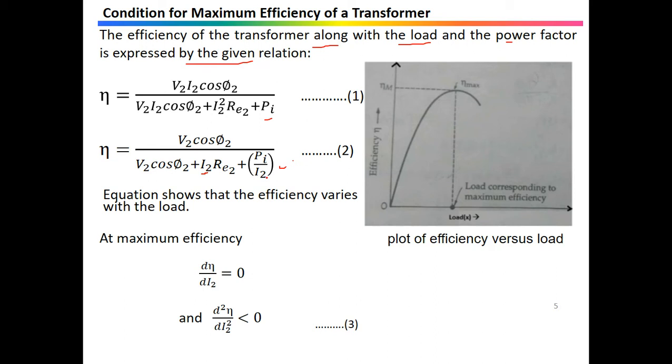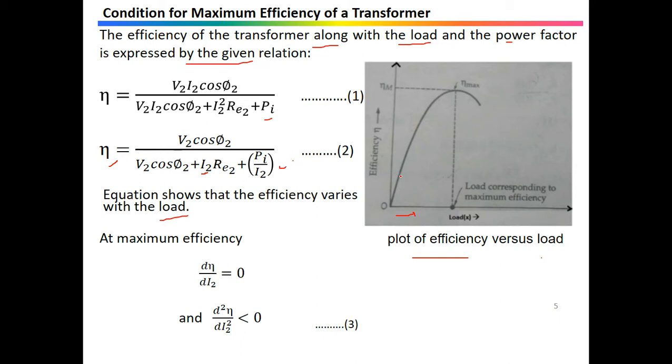Now this equation shows that this efficiency eta varies with the load. So whatever load we are putting changes this efficiency. You can see this is the plot of efficiency versus the load, and in this figure you can observe that at a low value of the load, as the load is increasing, the efficiency is low. It is due to the hysteresis losses, that is the magnetization and demagnetization of the core of the transformer, and the eddy current losses that dominate over the output power.